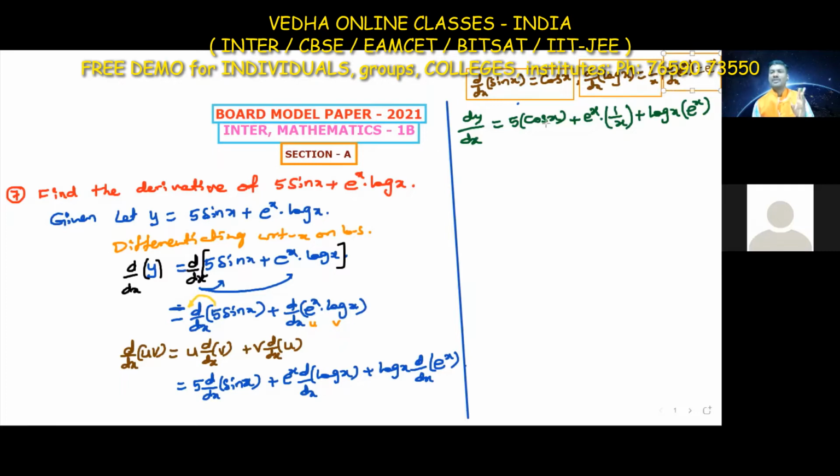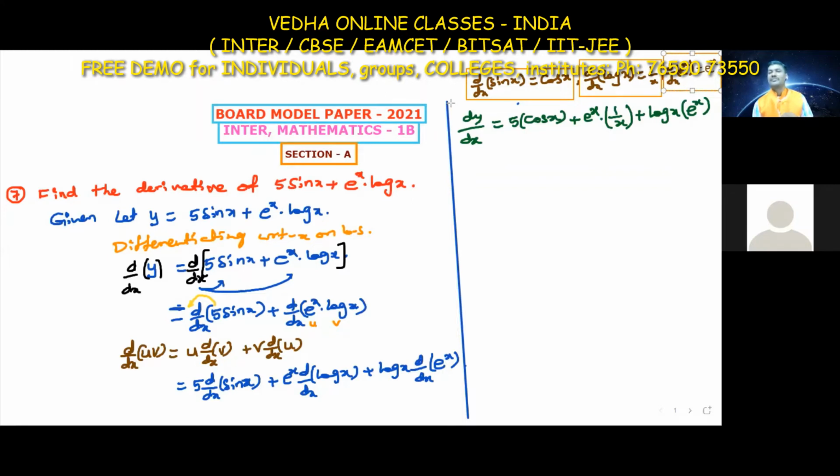Okay, so next formula, d by dx of log x is equal to 1 by x. Again, d by dx of log x is equal to 1 by x.